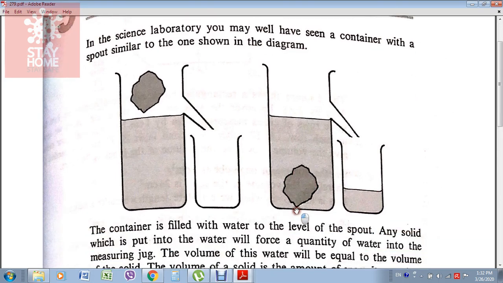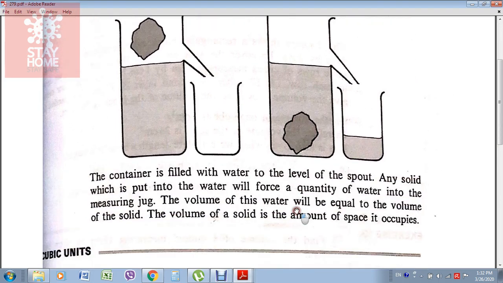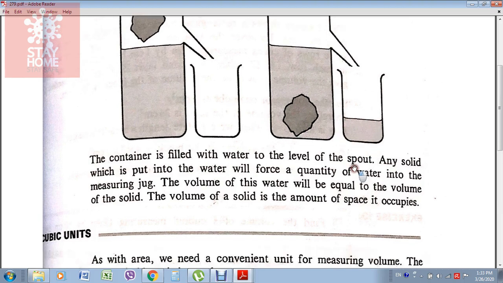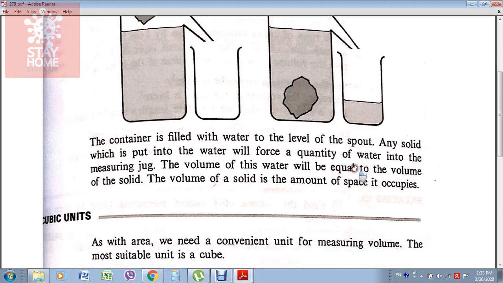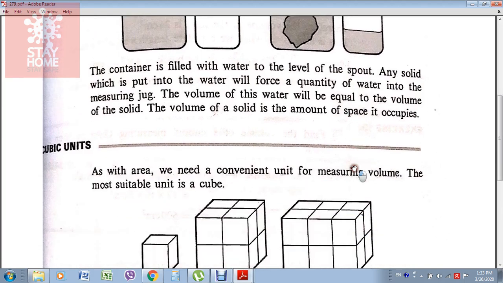So now I am going to read. The container is filled with water to the level of the spout. Any solid which is put into the water will force a quantity of water into the measuring jug. The volume of this water will be equal to the volume of the solid. The volume of a solid is the amount of space it occupies. It means that when you throw the stone inside the water, it occupies space equal to this water in the measuring tool.